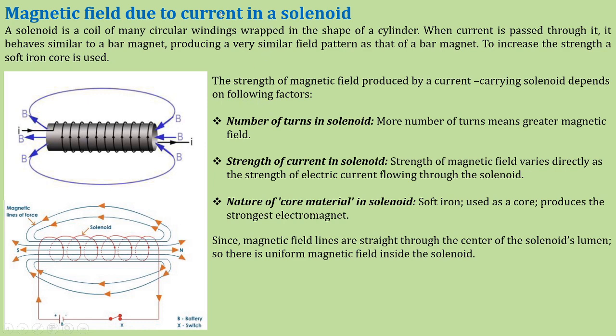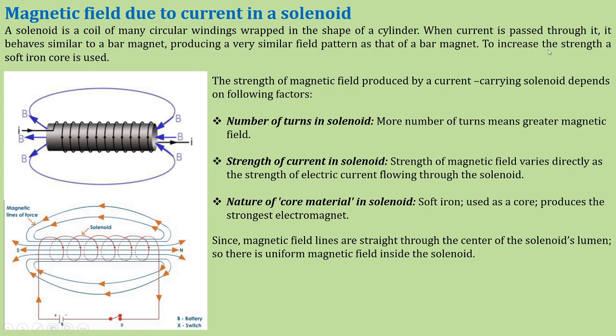Now, magnetic field due to current in a solenoid. What is a solenoid? A solenoid is a coil of many circular windings wrapped in the shape of a cylinder. You can check like this. So it is a cylindrical shape of coils. Many coils are there. When current is passed through it, it behaves similar to a bar magnet, producing a field pattern very similar to that of a bar magnet.